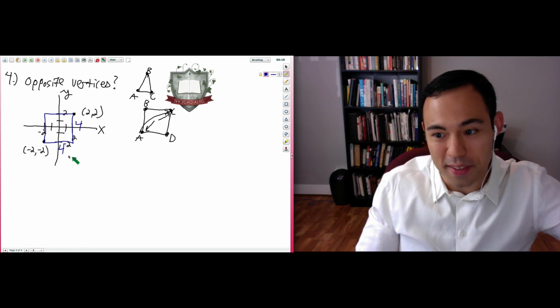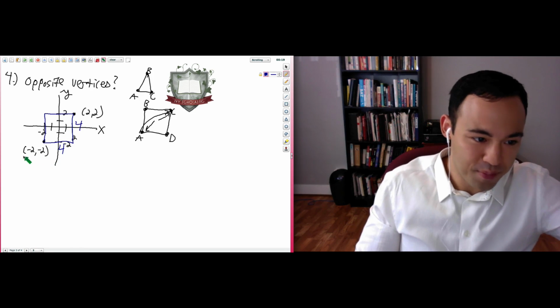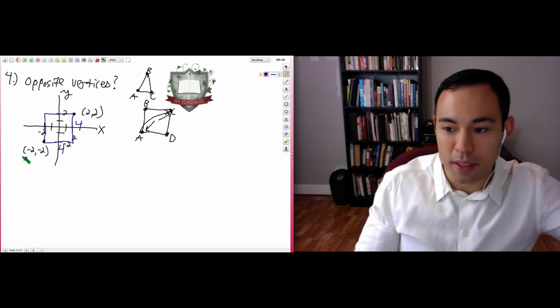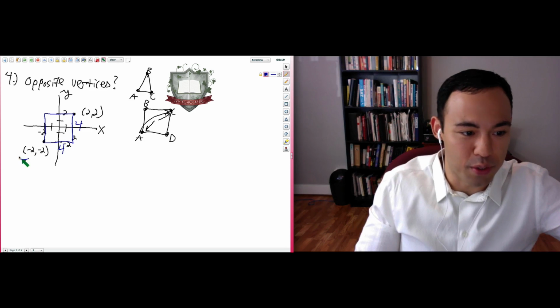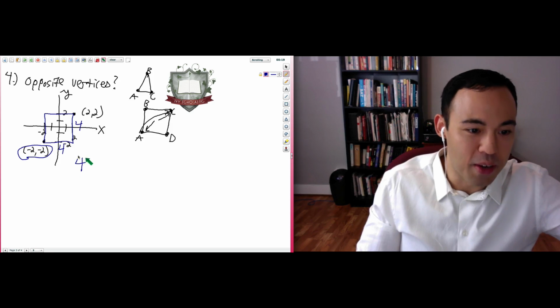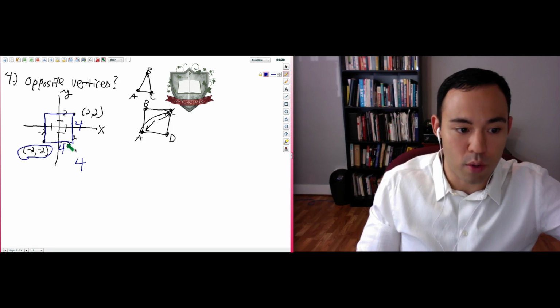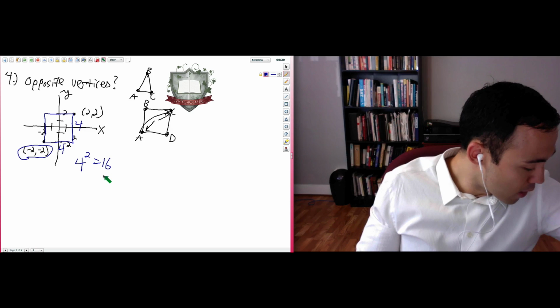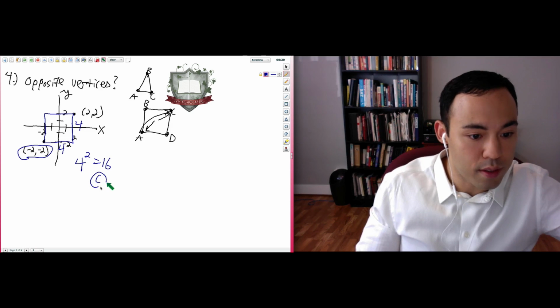If you really wanted to, you could burn too much time and prove this to yourself with a distance formula, but please don't. Now we're going to find the area of this square, and that's 4 times 4, which is 16, and that is going to be answer choice C.